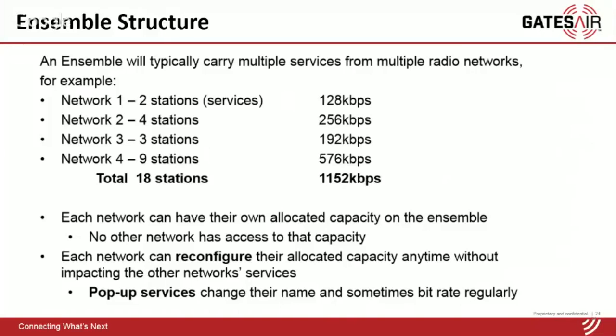What this means is each network can have their own capacity. None of the other networks have access to that capacity, so that's all theirs. They can be reconfigured on the fly. A station with network 1, with 2 stations, could decide to reduce their bandwidth and put 3 stations on. What this allows is something called pop-up services. So broadcasters can decide this week they want to do an all Elvis channel, and pop up all Elvis in there. It takes a little bandwidth; put up all Elvis for a week, and then take it down. It's kind of an interesting ability to reconfigure, but networks 2, 3, and 4 aren't affected by this. They get to keep their original bandwidth.